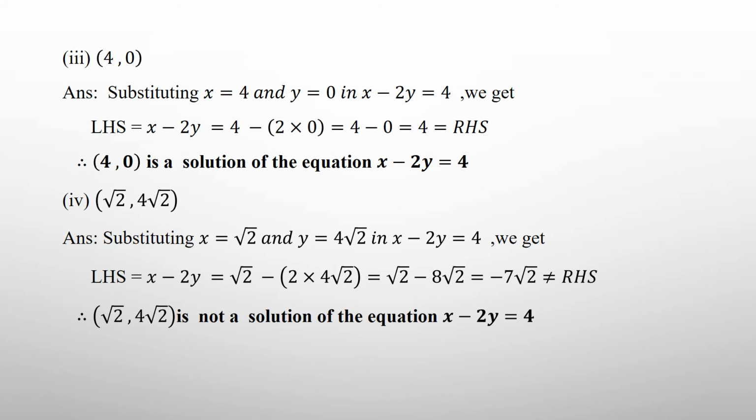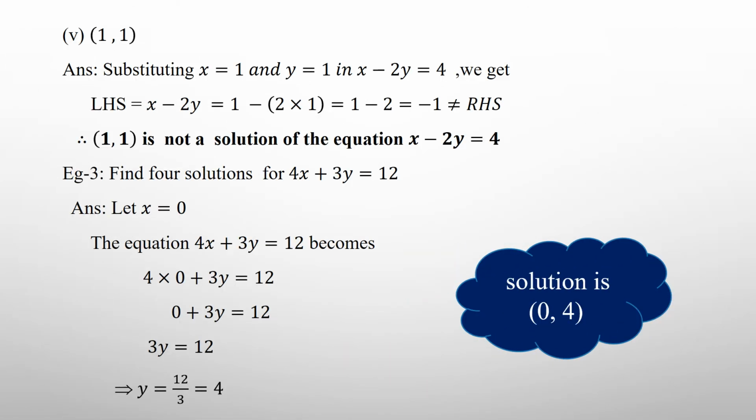In the next one, (root 2, 4 root 2). That is, substitute x is equal to root 2 and y is equal to 4 root 2 in the equation x minus 2y is equal to 4. We have LHS is equal to root 2 minus 2 into 4 root 2, which is equal to root 2 minus 8 root 2 equal to negative 7 root 2, which is not equal to the RHS. Therefore, (root 2, 4 root 2) is not a solution of the equation x minus 2y equal to 4.